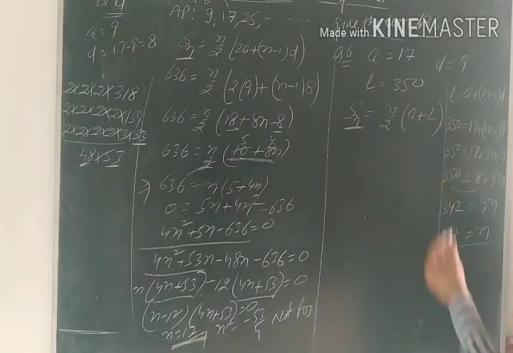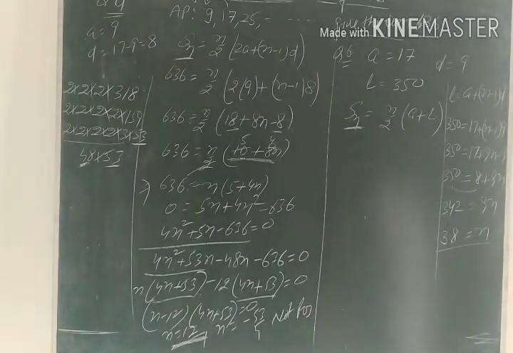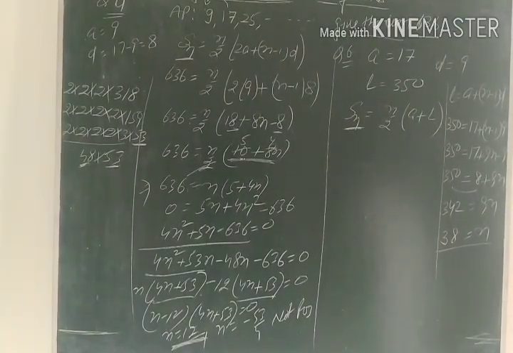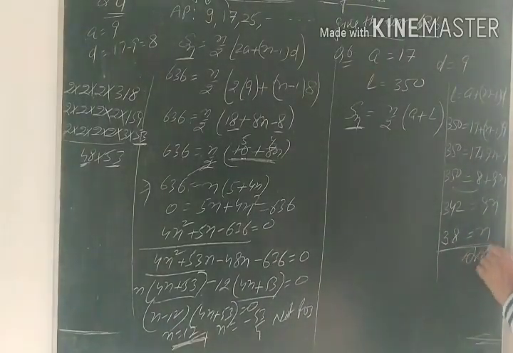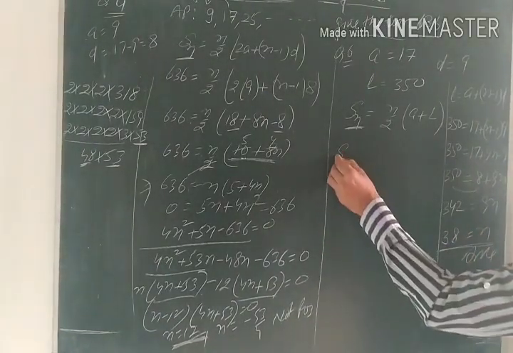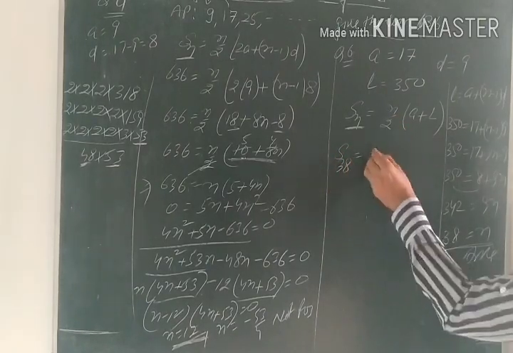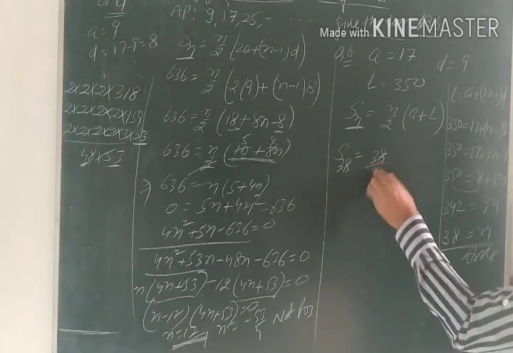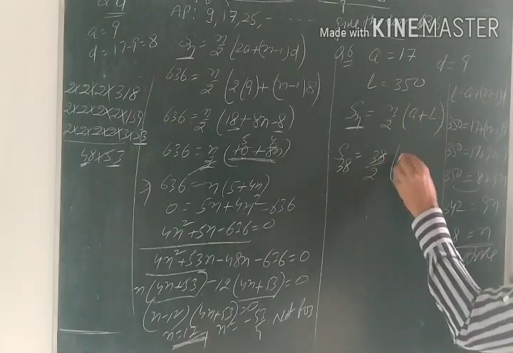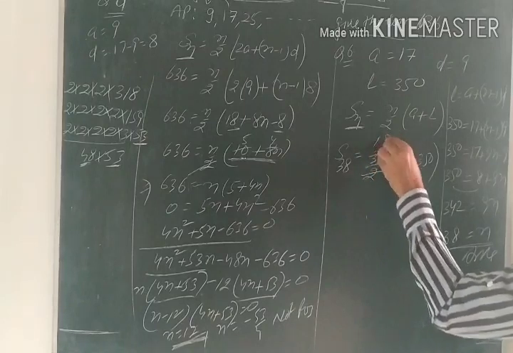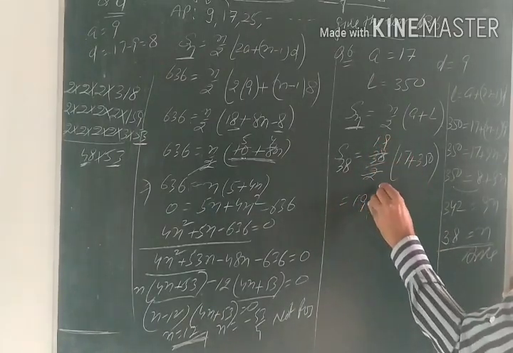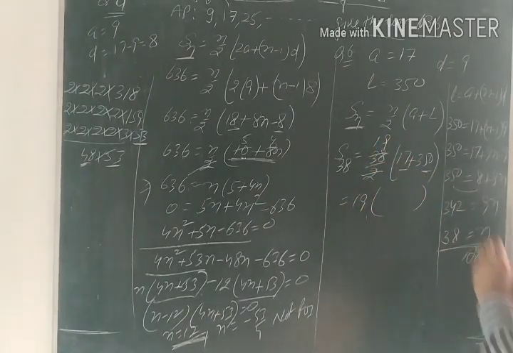So we can apply Sn. We have to find both the number of terms, which is the first answer, and the sum. Here n is 38, and Sn is 38 upon 2 into (a + l). a means 17 and l means 350, and what do we get? This is 19 into (350 + 17).